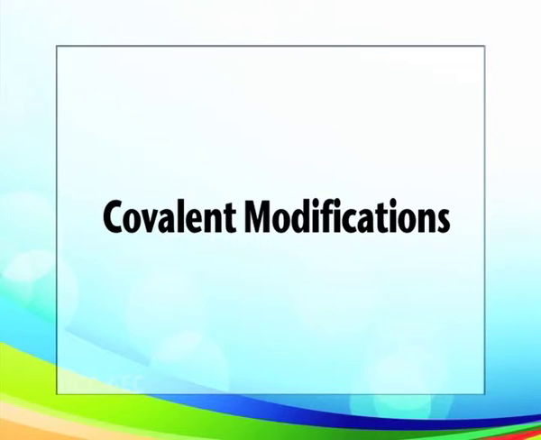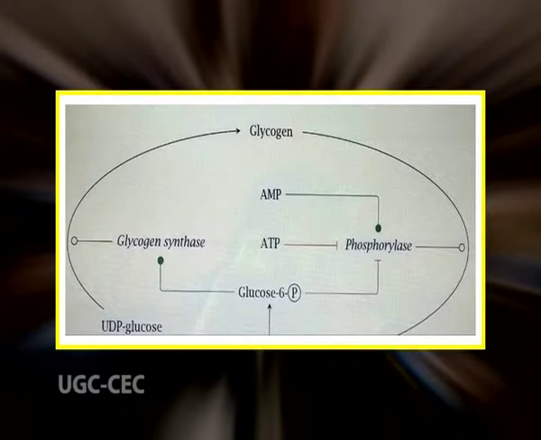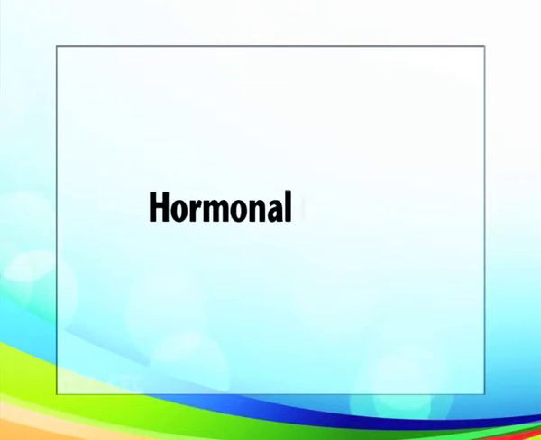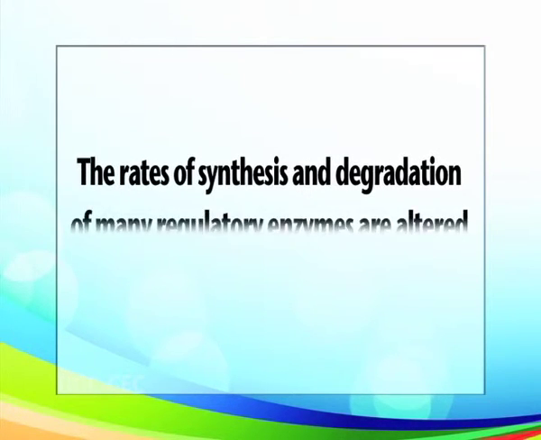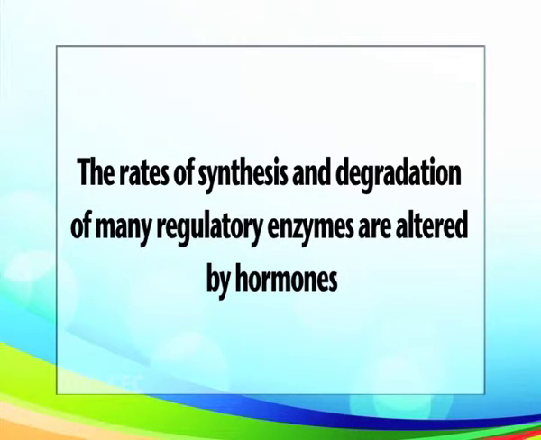Second, covalent modifications. Some regulatory enzymes are controlled by covalent modification in addition to allosteric interactions. For example, the catalytic activity of glycogen phosphorylase is enhanced by phosphorylation, whereas that of glycogen synthase is diminished. Third, hormonal control. The rate of synthesis and degradation of many regulatory enzymes are altered by hormones. This in turn helps in regulation of metabolism.